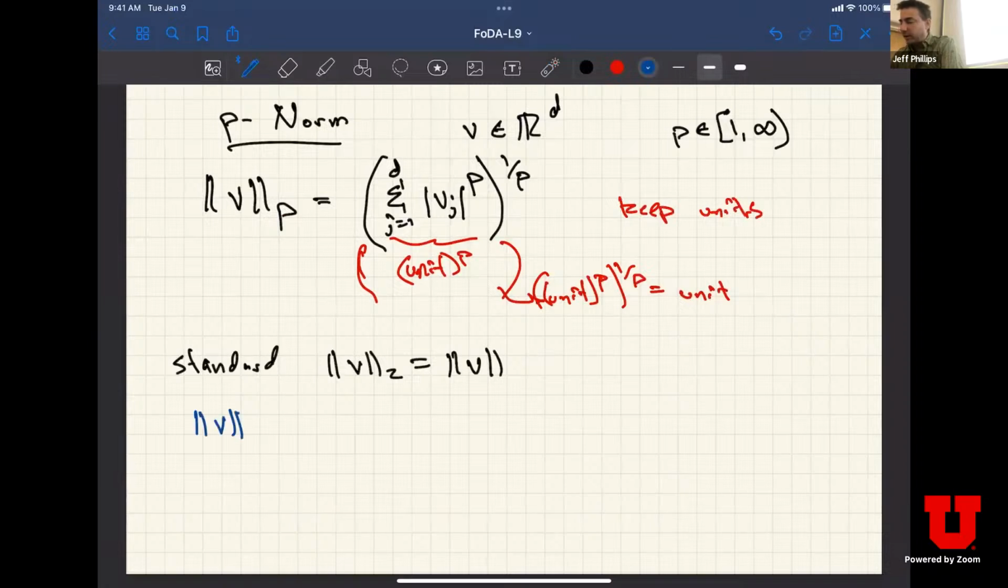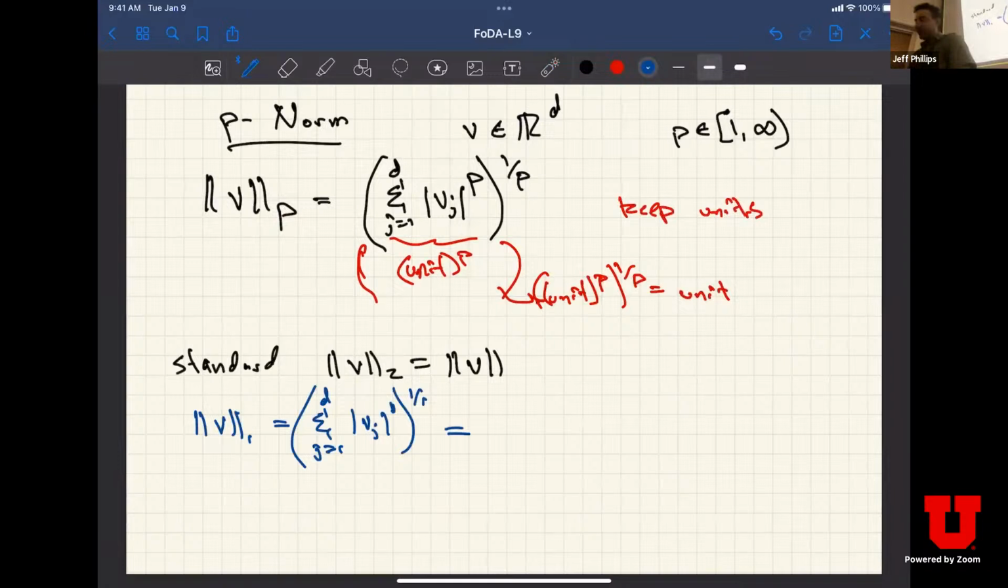Another common one is the 1 norm. I'll write this out so it's clear, and then I'll simplify it. It's the sum of the absolute value of v_j to the power 1, and then 1 over 1. So the 1 over 1 is 1, and taking something to the 1 power does not do anything. So this is just the sum of the absolute values of v_j.